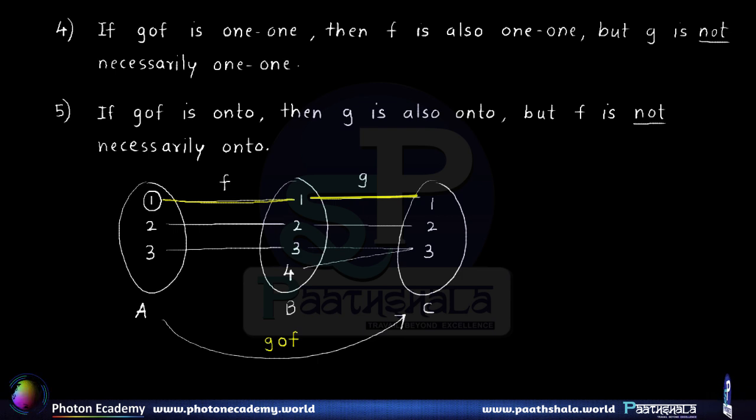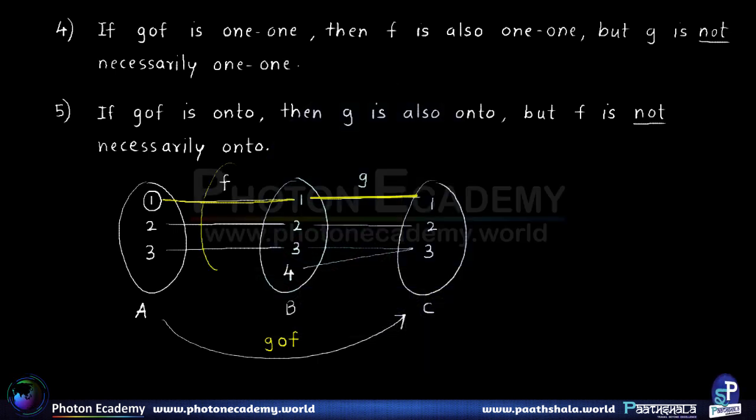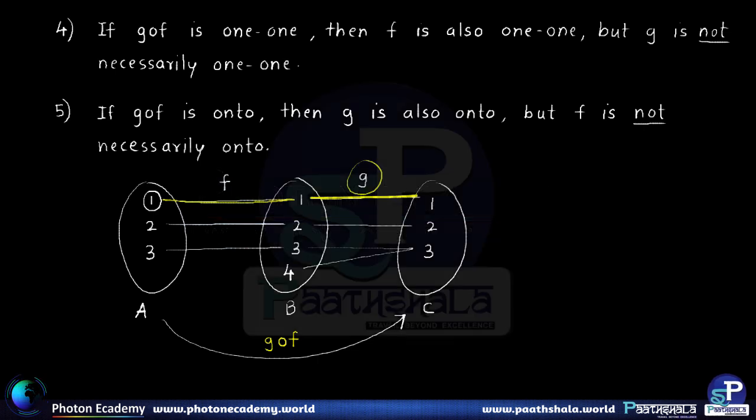Now as per the property, the first function also has to be necessarily 1-1 if the composite function is 1-1, whereas the second function, which comes later in the sequence, need not necessarily be 1-1. Here we see that the function g is not 1-1, because the two elements 3 and 4 in set B have the same image in set C. So g is not 1-1, but f has to be 1-1.